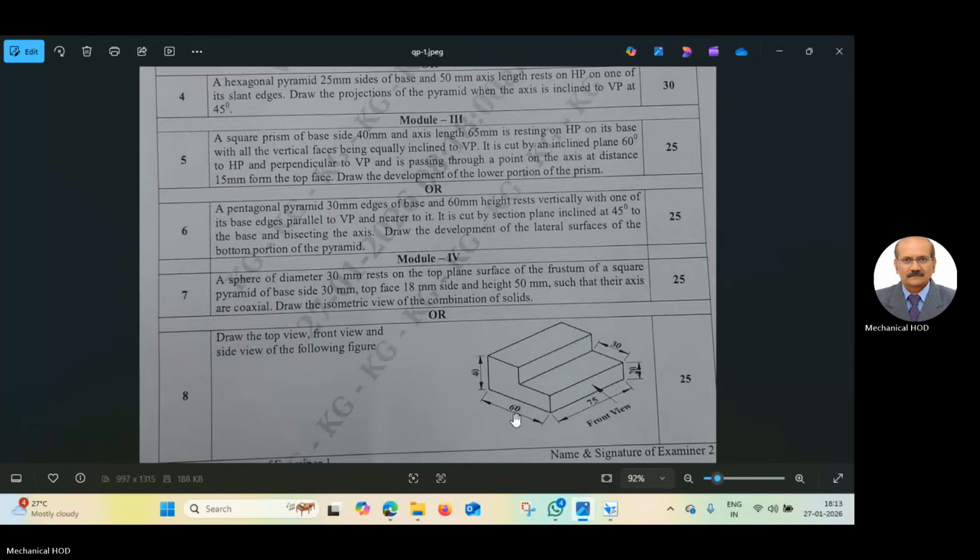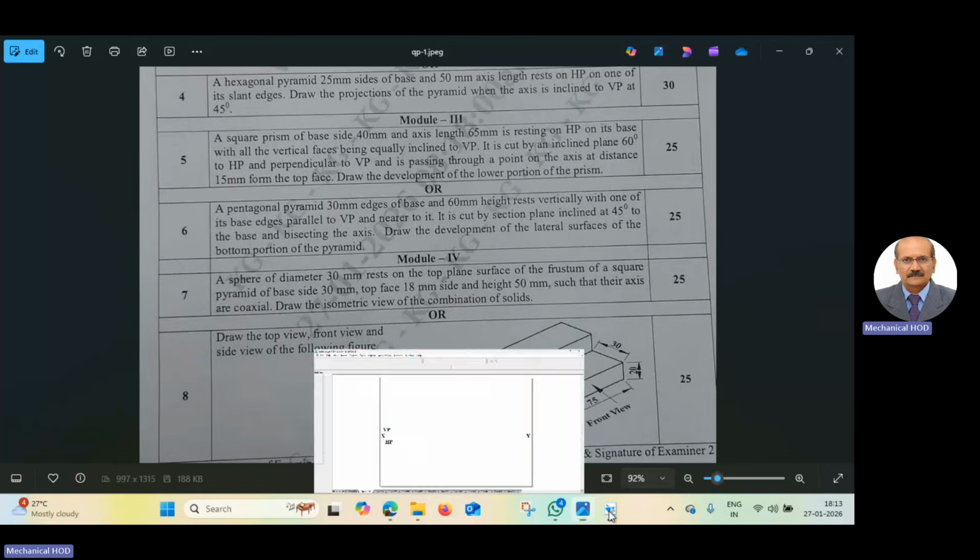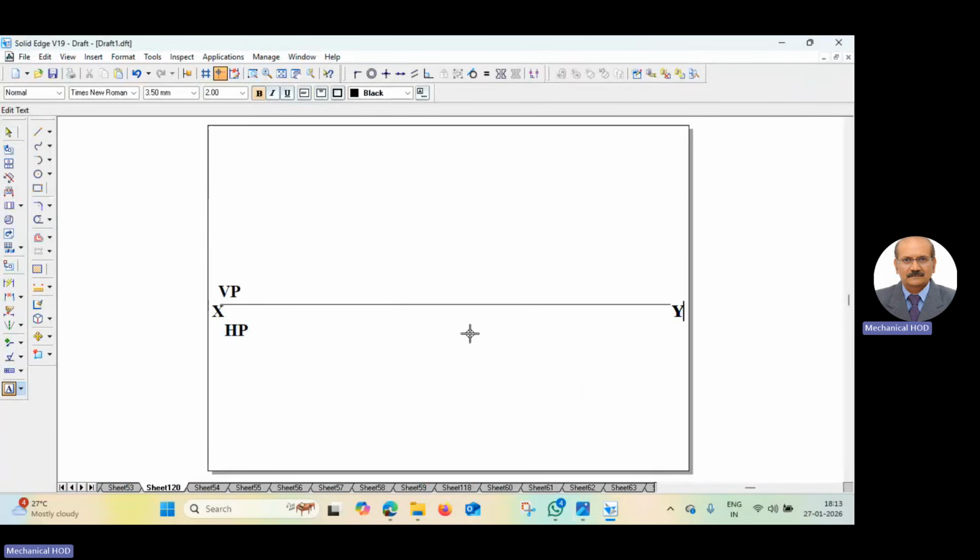Now, what we'll do? Go to Solid Edge, make a box of 75 by 40 in the front view. So draw the XY line. VP is above the XY line, HP is below the XY line because we are following the first angle projection. In first quadrant, VP, the front view appears above the XY line. So draw above the XY line the front view, which is 75 mm width and 60 mm height. Make a box like this. This is the front view.